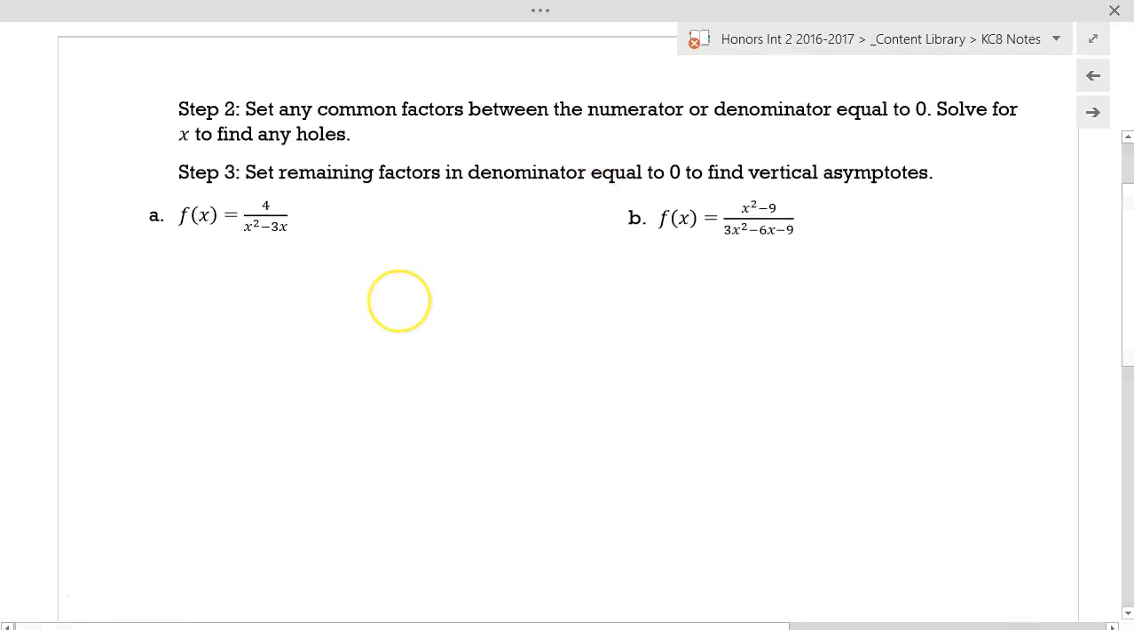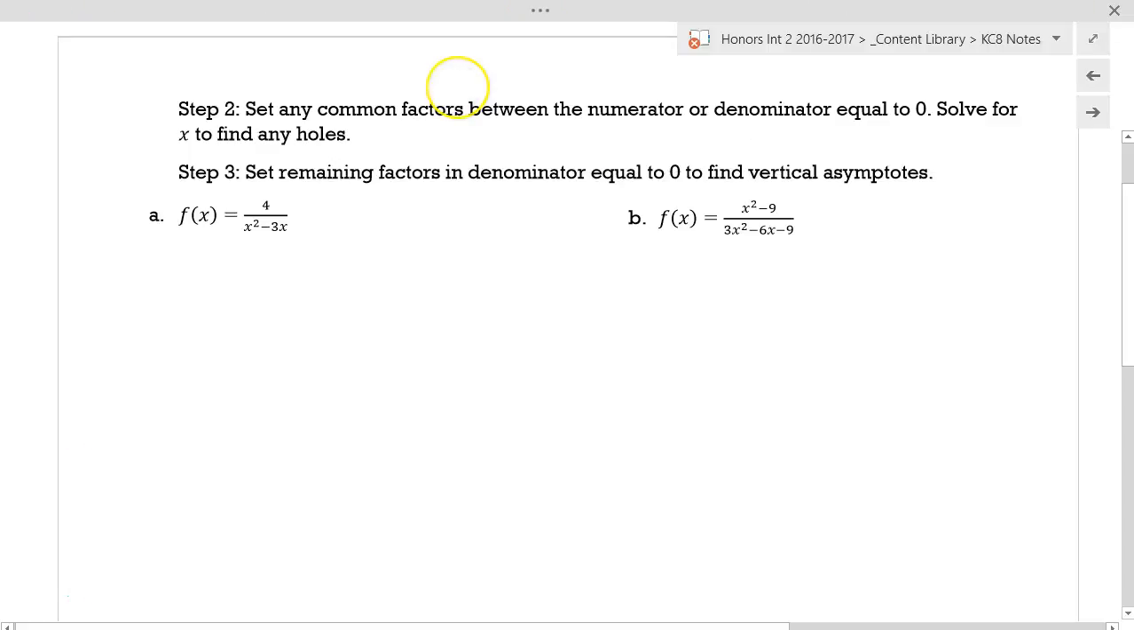Set any common factors between the numerator and denominator equal to 0. Those are going to be your holes. So if I cross something out in both the numerator and the denominator, that gives me a hole. I get vertical asymptotes from any remaining factors in the denominator. Those are where your vertical asymptotes come in. So let's look at some examples.